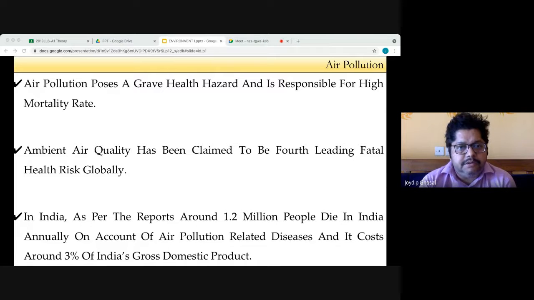According to the World Bank report, about 87% of the world's population is now living in countries where air pollution levels exceed the guiding level, the air quality guidance set by the World Health Organization. So about 90% of the world's population is living in a situation where the quality of air is not up to the mark.